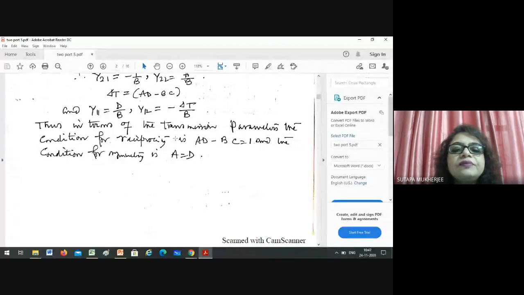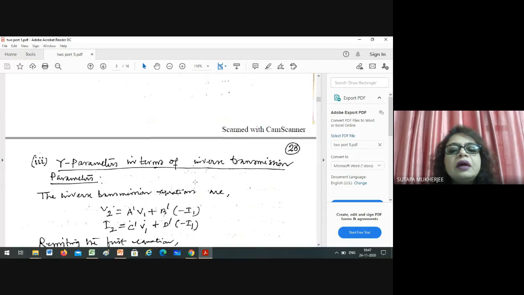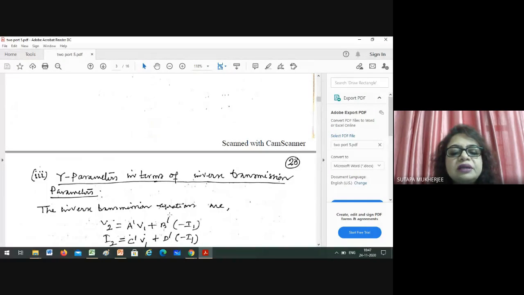Thus, in terms of the transmission parameters, the condition for reciprocity is AD minus BC equal to 1, and the condition for symmetry is A equals D. Similarly, come to Y parameters in terms of inverse transmission parameters. Now, can you tell me what is the functional relationship in case of inverse transmission parameters?